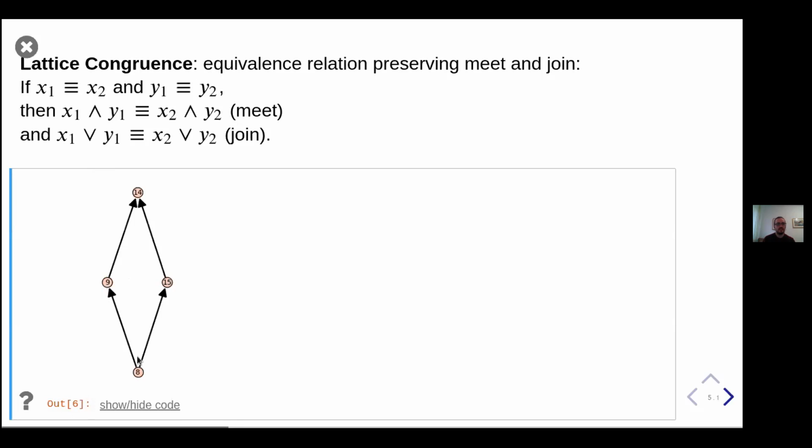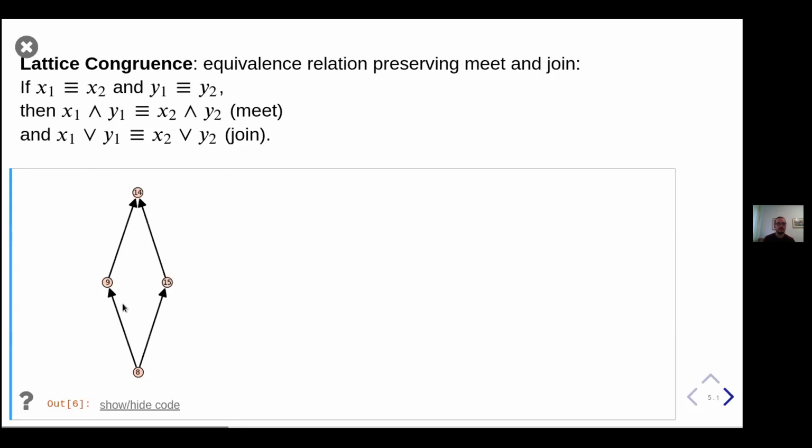Then we have to look at the join of 8 and 15. What's their join? The unique minimal upper bound, that is 15. The join of 9 and 15 is their unique minimal upper bound, it's 14. So when we build joins of one element of this congruence class together with 15, one time we get 14, one time we get 15. In order to have a lattice congruence, we need that 14 and 15 have to be equivalent as well, because we want to preserve meets and joins.